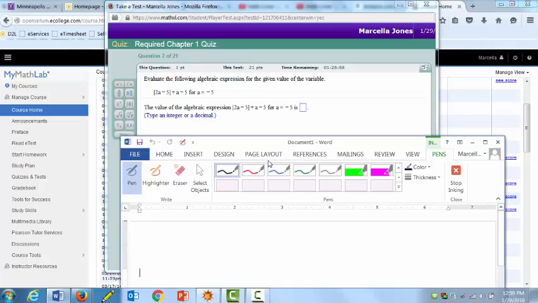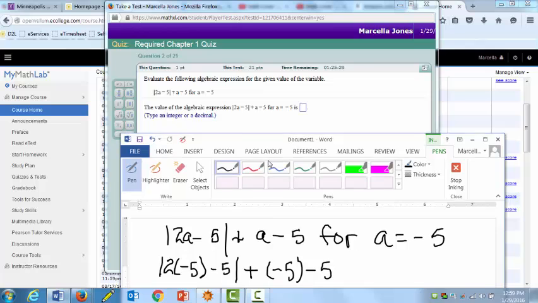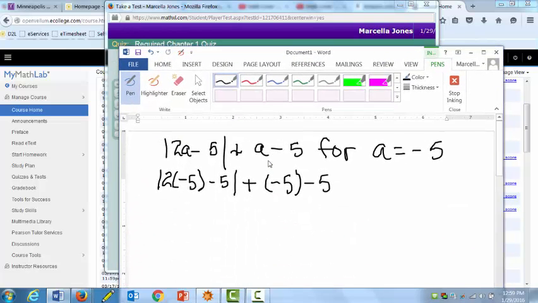All right, so I want to evaluate the absolute value of 2a minus 5 plus a minus 5 for a equal negative 5. So 2 times negative 5 minus 5 is in the absolute value, plus negative 5 minus 5. This is how I would actually work the problem. If this were a problem on an in-class test, this is the work I would like to see you do on such a problem. On in-class tests, you have to show work.